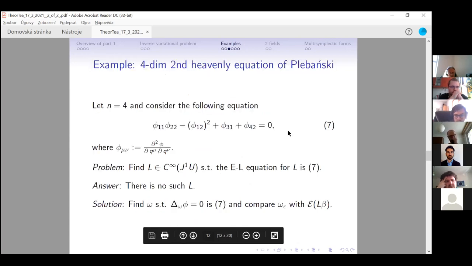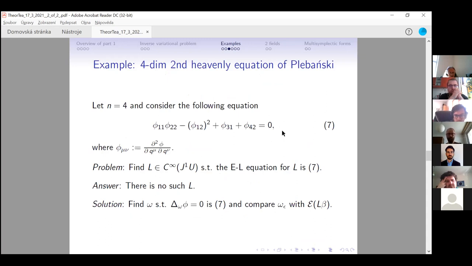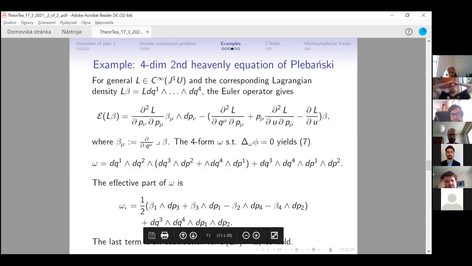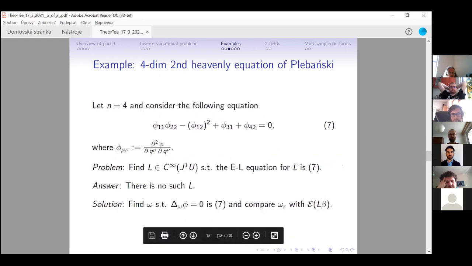If we consider now a more complicated case of 7, so this is a dimension 4, then there is no such L. How do we see that? We determine omega, firstly, which represents the equation. The omega is this. If I pull back down along, if I consider the Monge-Ampère operator with respect to this omega and let it equal 0, the corresponding Monge-Ampère equation, I get exactly 7.